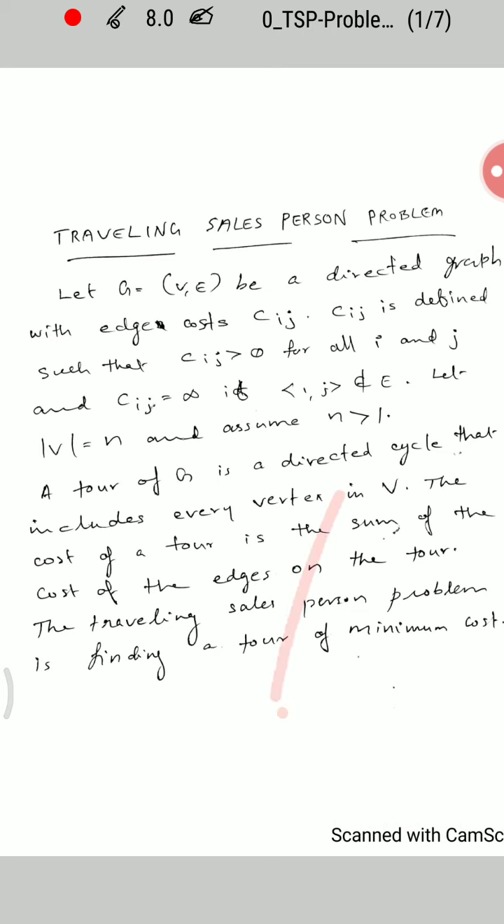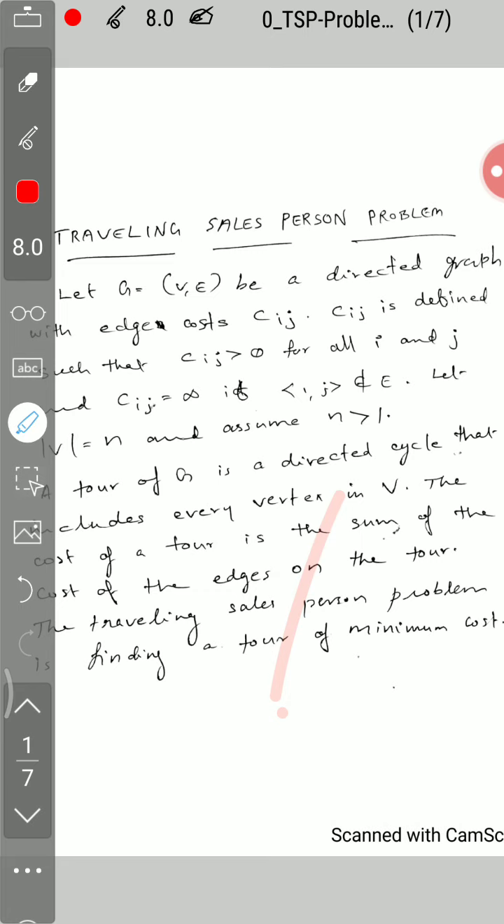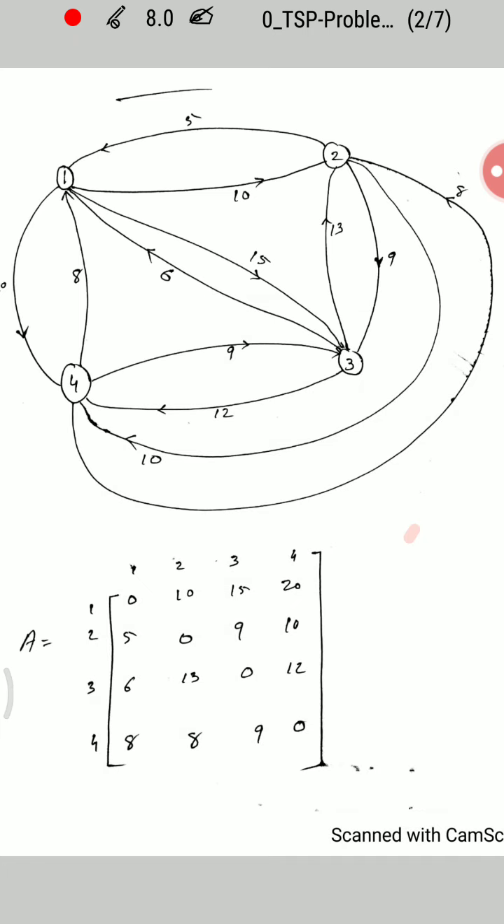The n cities and the distances are represented as a graph. Let us consider a problem. Here you have 4 cities or 4 vertices named 1, 2, 3 and 4. The salesperson can select any city to begin his journey. Let us select 1 for starting our tour.